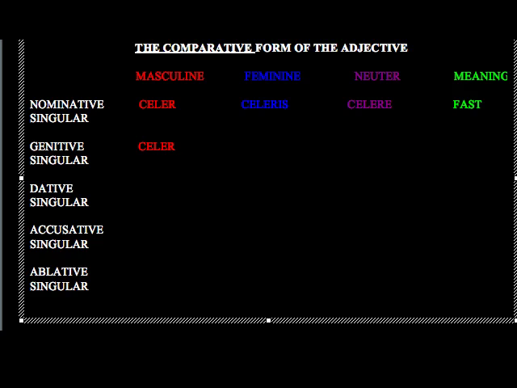And now I'm going to pause this and let you have a moment to figure out what these forms should be. So if you have a sheet of paper, why don't you write down what you think the rest of these, or all of these forms, will be for the comparative, and include the English meaning. What does fast become in the comparative form of celer?